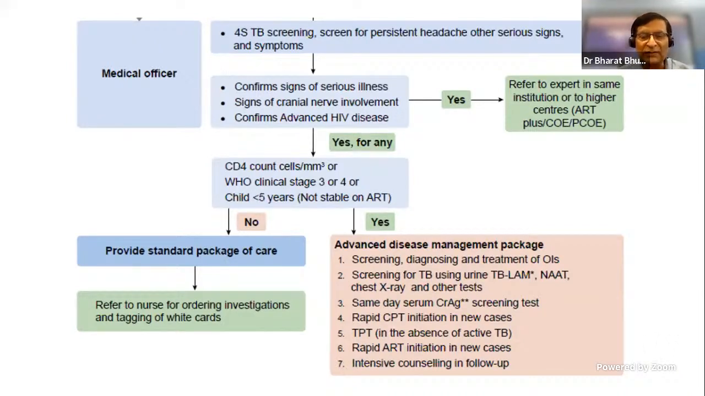If a person fulfills the criteria for advanced HIV disease, then we go for the same package of intervention that you see on the right. But if there are no signs of advanced disease, like CD4 count less than 200, clinical stage 3 or 4, or child less than 5 years, then we provide the standard package of care.